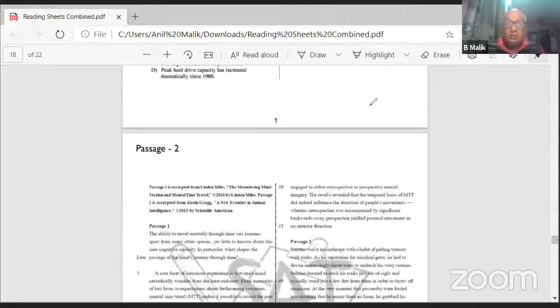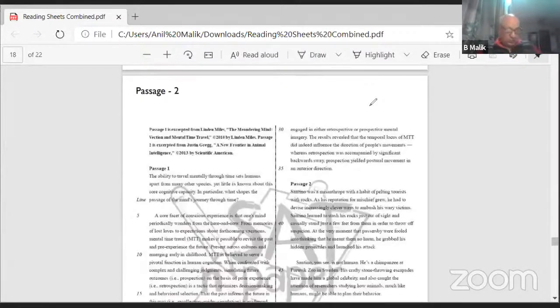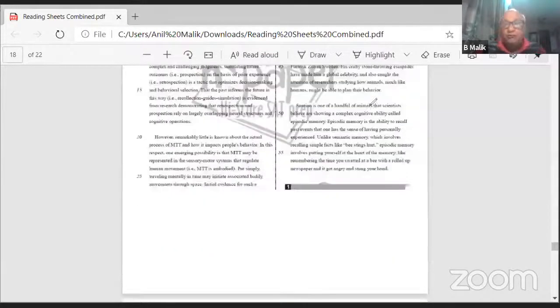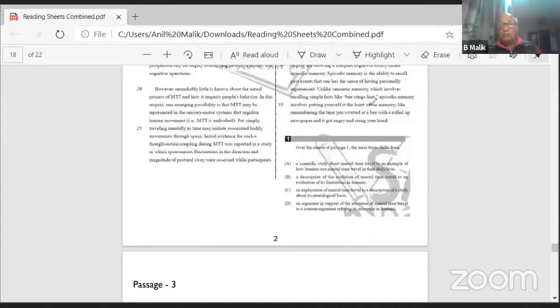All right, let's go to the next one. The next type of question, sir, which I want to show you is a shift in focus question. It's a shift in focus. Now, what does shift in focus mean, sir? The question is always worded like this: over the course of passage one, the main focus shifts from so and so to so and so.